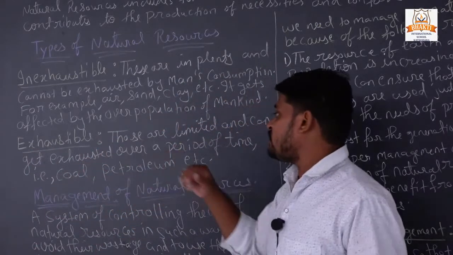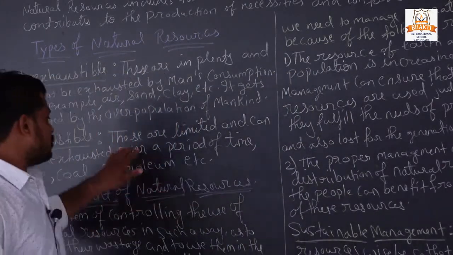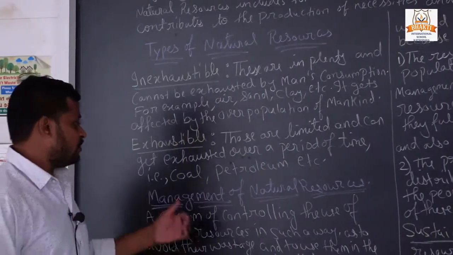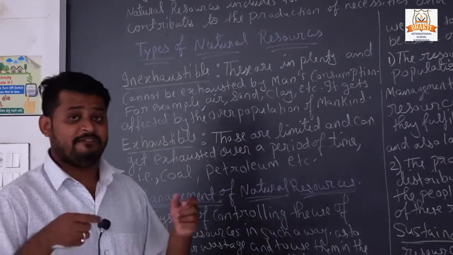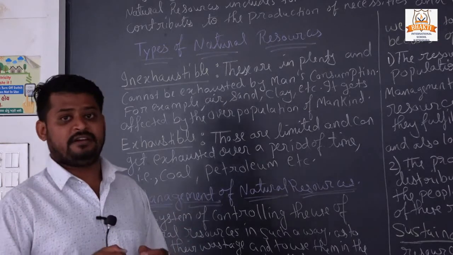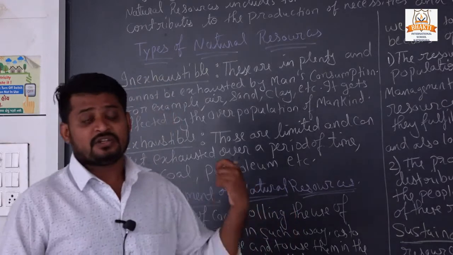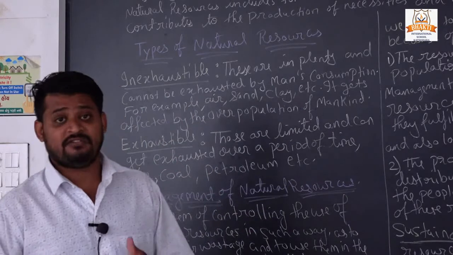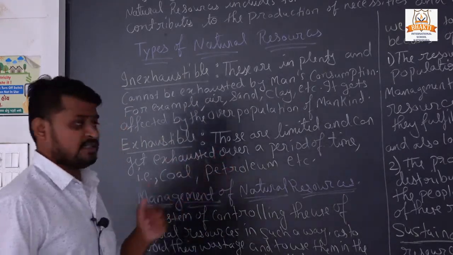And second is exhaustible. These are limited and can be exhausted. It means these resources are limited and not available for a long period of time, like coal, petroleum, etc. These resources are limited, and in the future they will be finished. So we have to use them carefully right now, as the rate of using these fuels is very fast. In approximately 50 years they will be finished. So we have to use these resources wisely and judiciously.